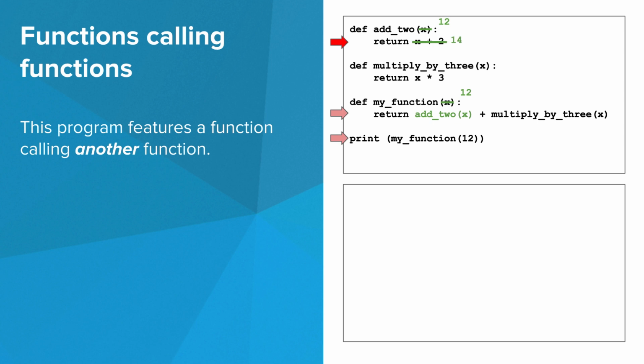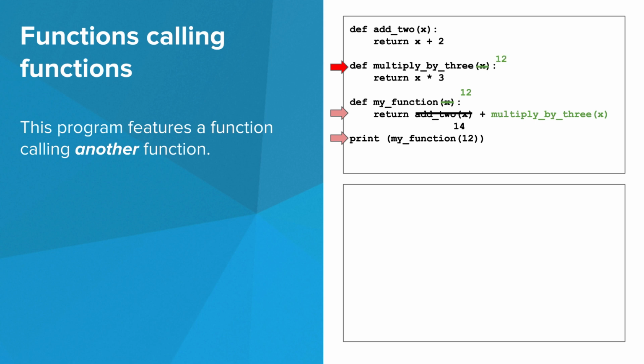It came from the value of the parameter x down below in my function. This return statement is pretty easy to evaluate. We add 2 to x, and the result is 14. The interpreter is now finished with add2. The call to add2 gets replaced by the return value, 14. Now the interpreter has to evaluate this call to multiply by 3 here. So it jumps up to multiply by 3, and this function's parameter, x, gets the value 12.